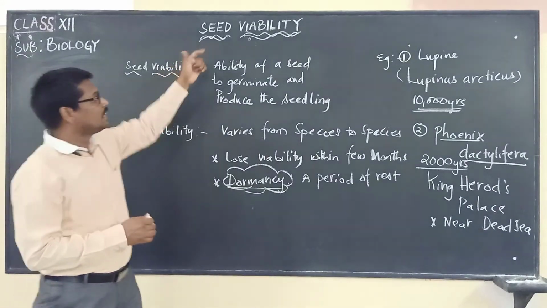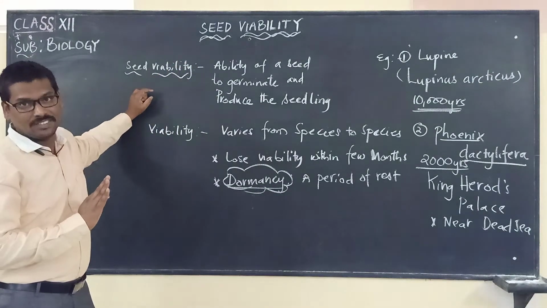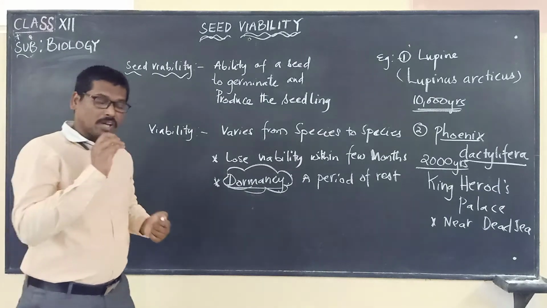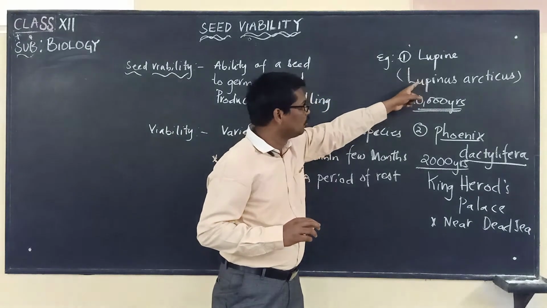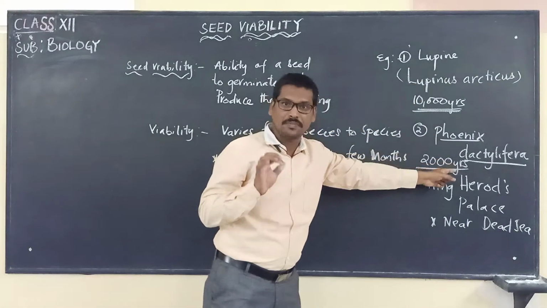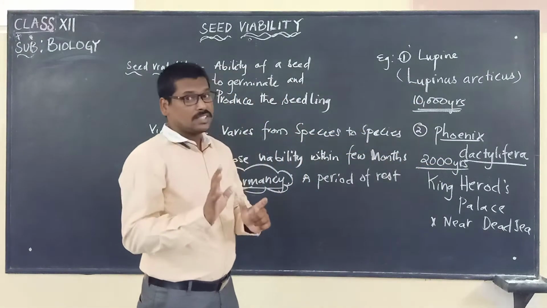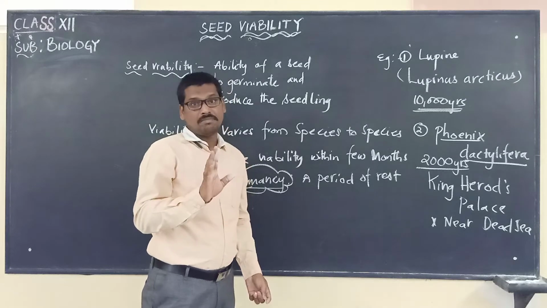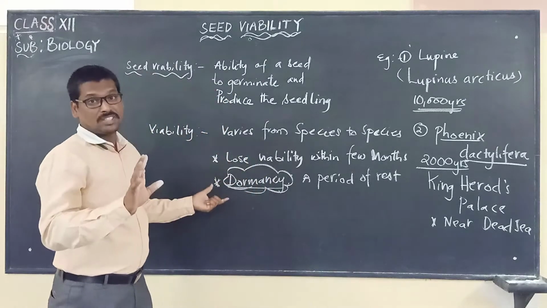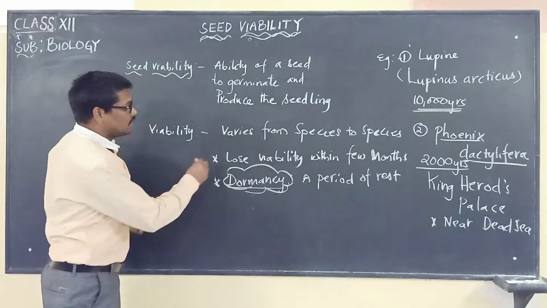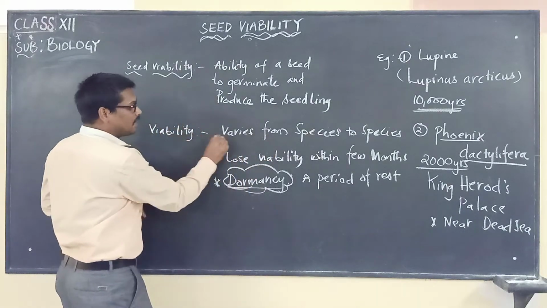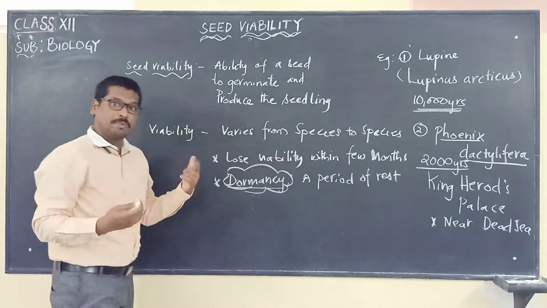So this we are saying it as what? Seed viability. So here what we have to keep in mind with these two examples, Lupinus arcticus and Phoenix dactylifera, is that all the seeds will not be having the same dormancy or seed viability. That's why in the very beginning we are saying it as what? Viability varies from species to species.